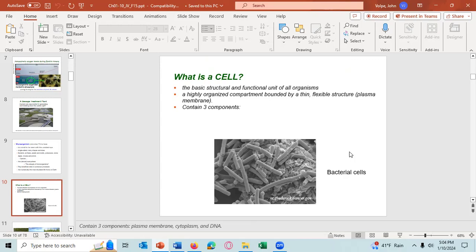All cells contain 3 components. Of course, they have the cell membrane. They also contain DNA and they contain a cytoplasm. You can find all of those 3 parts in all cells. All microbes are cells with the exception of viruses and prions. And we'll talk more about those later in the term, the viruses and prions.